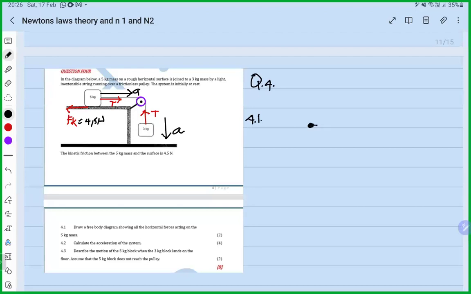you're going to have your tension acting in the forward direction. And you're going to have your kinetic friction in the opposite direction. You're obviously going to have your gravitational force and your normal, but they don't need that here. I'm going to do the free body diagram for the 3 kilogram as well.